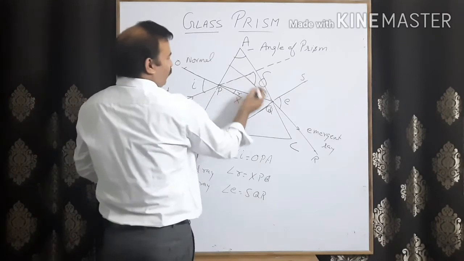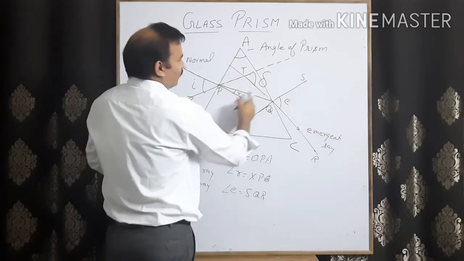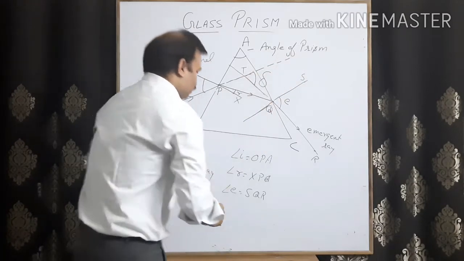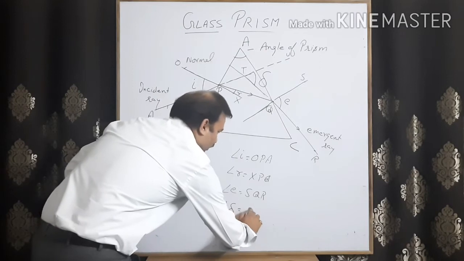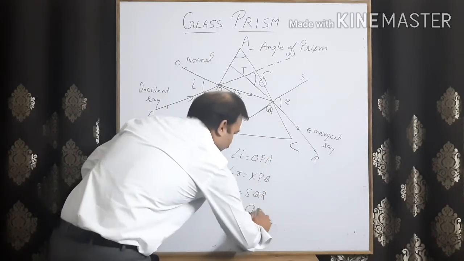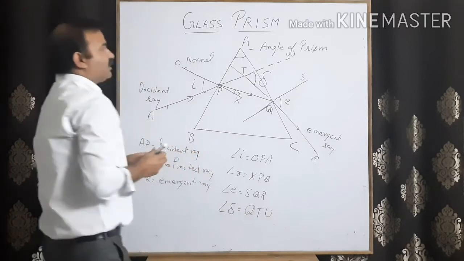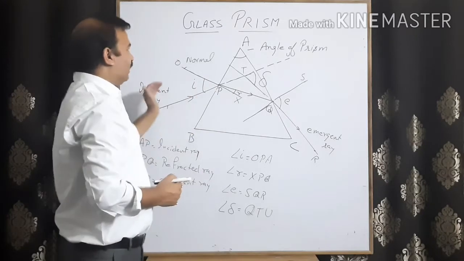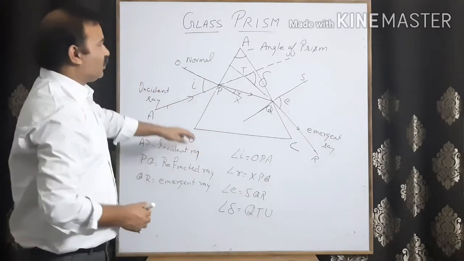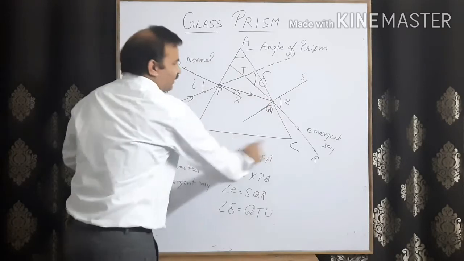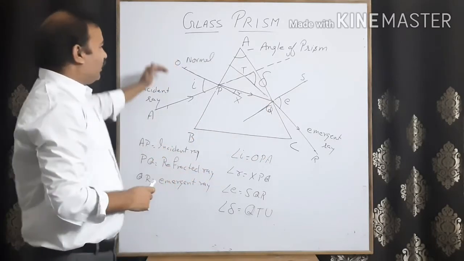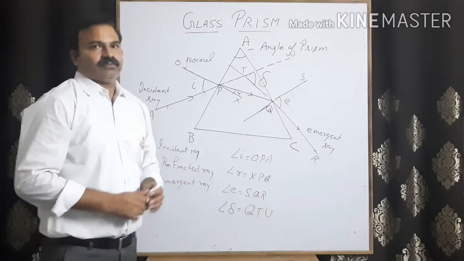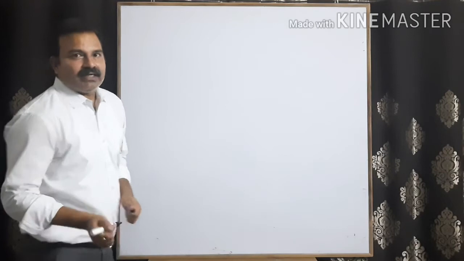This is the angle of deviation. I'll name this point as T, and let this be U. So the angle of deviation is equal to QTU. This is the complete figure of how the ray will get refracted when it passes through a prism. Please note the two surfaces AB and AC are not parallel. That is why the incident ray and the emergent ray are not parallel to each other.